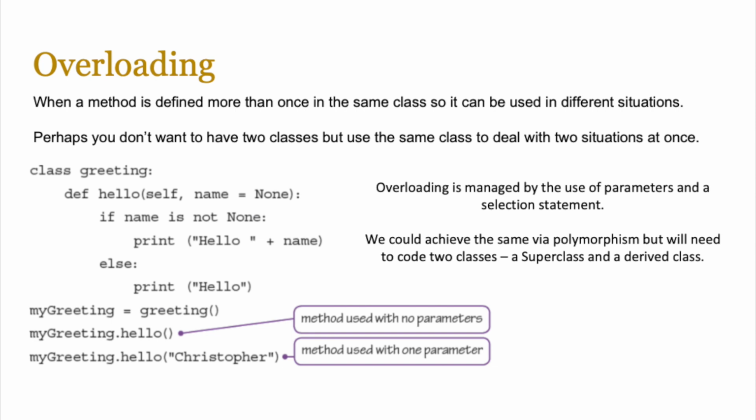Now we could achieve the same via polymorphism, but we'll need to code two separate classes, a superclass and a derived class, and that could be a lot lengthier. So when we're executing this, we create an object called myGreeting based on the greeting class. myGreeting.hello without a parameter will just simply print out hello. myGreeting.hello with a parameter, for example, Christopher, will print out hello Christopher. And that's an example of how we use overloading.